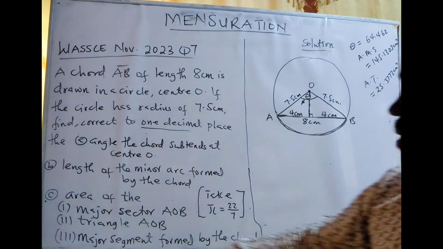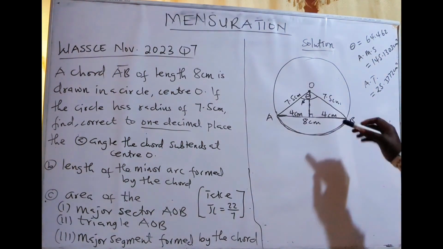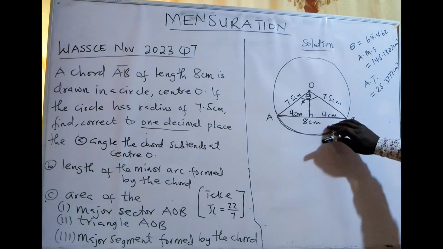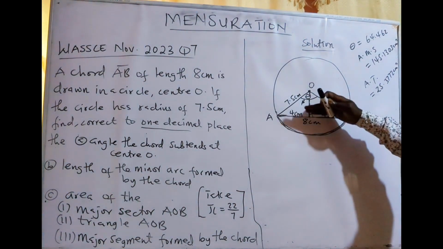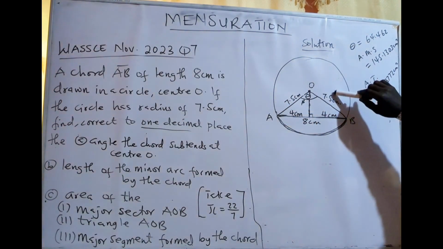So the last one, the major segment formed by the chord. What is the major segment? There is the major segment. The chord is here, down here is the minor segment, and then at the top here, the triangle and the major sector here become our major segment.